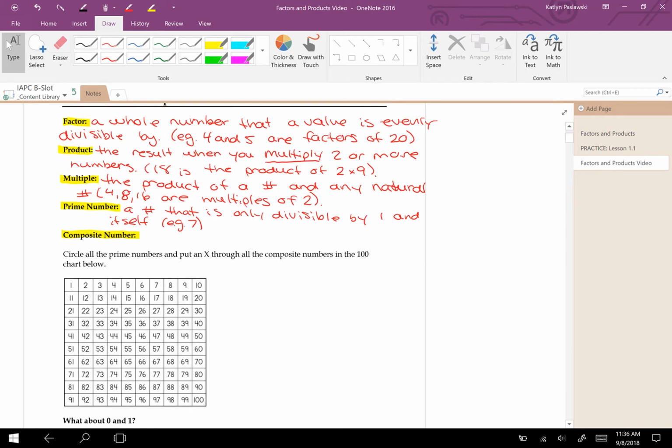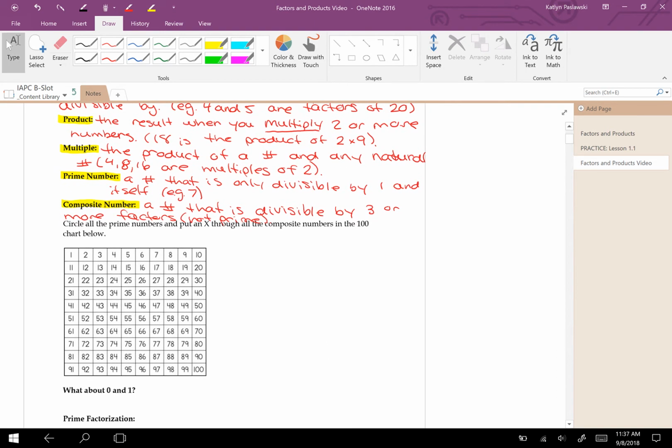Last definition that we're going to go over right now is a composite number. So that's a number that is divisible by 3 or more factors, and these are not prime.